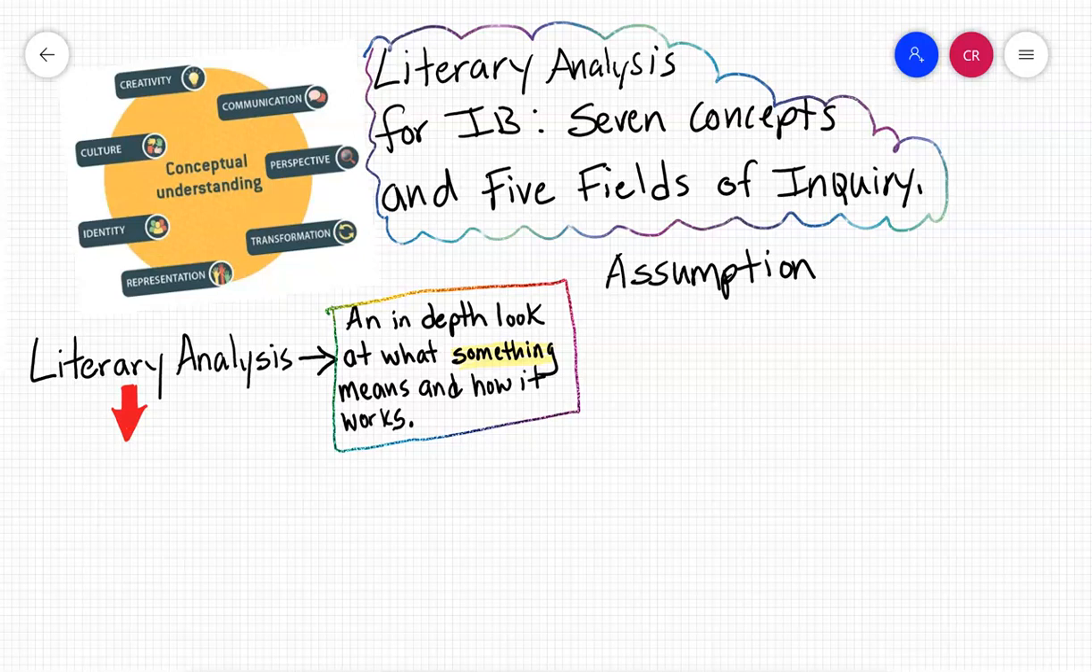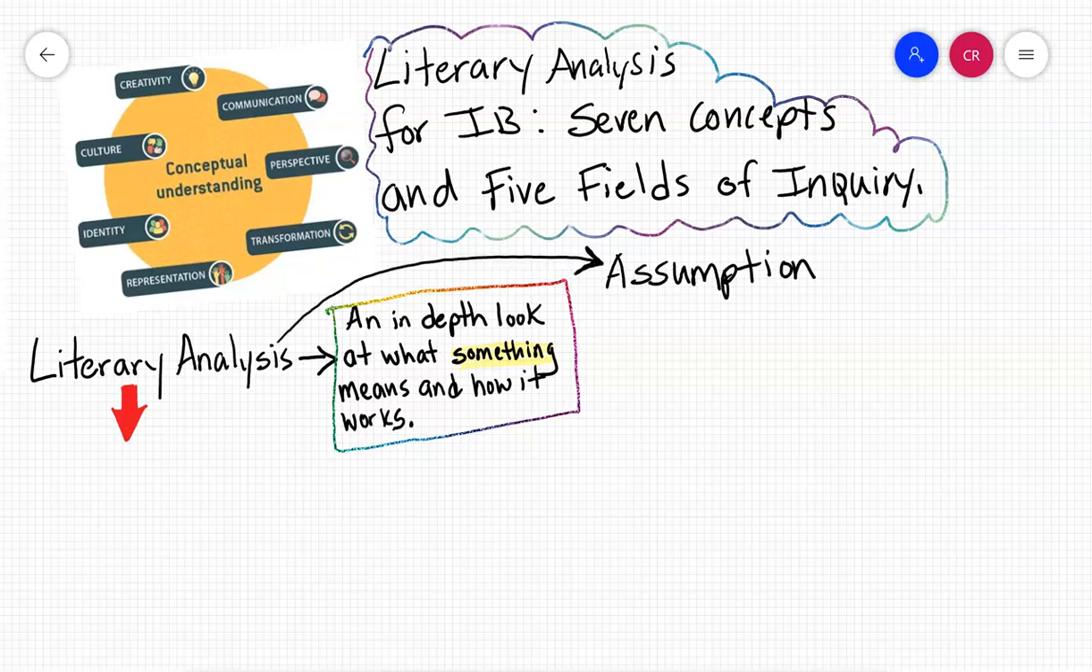And here we go. The first thing we need to do is define what we mean by literary analysis. So literary analysis is an in-depth look at what something means and how it works. So this is the first thing we're going to be looking at.